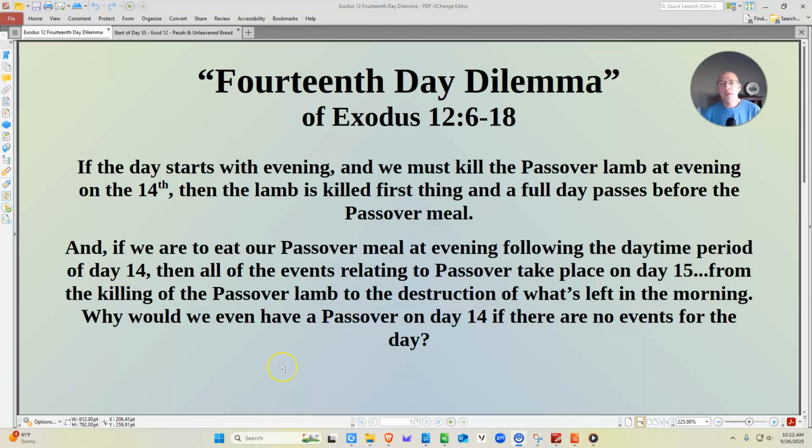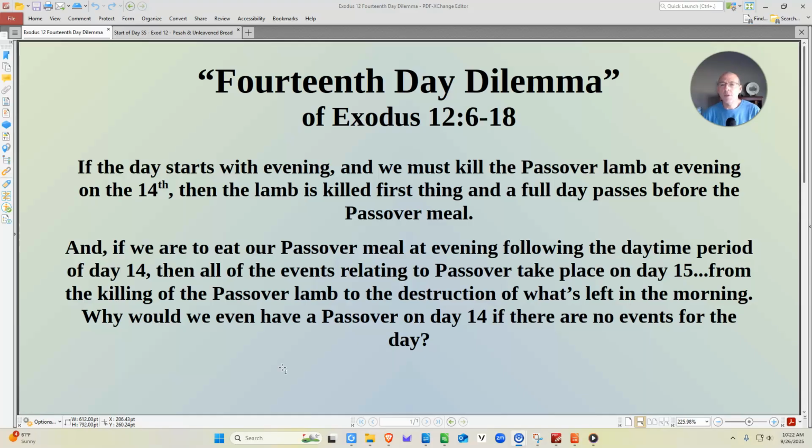The argument that the Hebrew calendar day is measured from evening to evening, and the argument that Exodus chapter 12, and specifically verses 6 through 18, also advocate for an evening to evening measurement of the Hebrew calendar day, creates a dilemma for day 14 and the Passover. Let me explain. If the day starts with evening, and we must kill the Passover lamb at evening on the 14th, then the lamb is killed first thing, and a full day passes before the Passover meal.